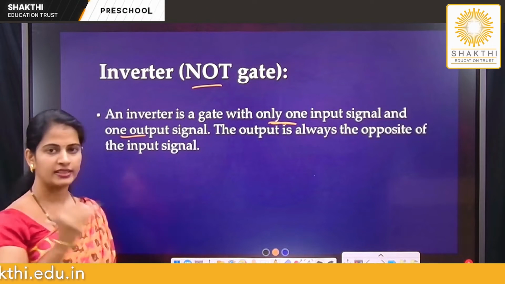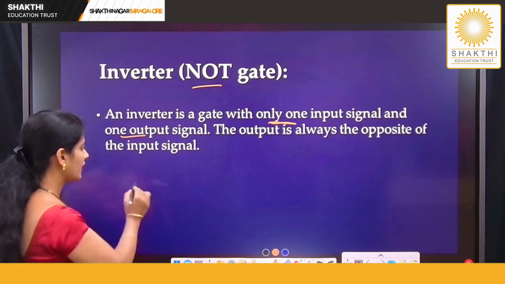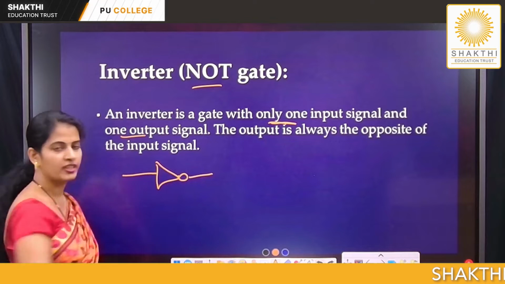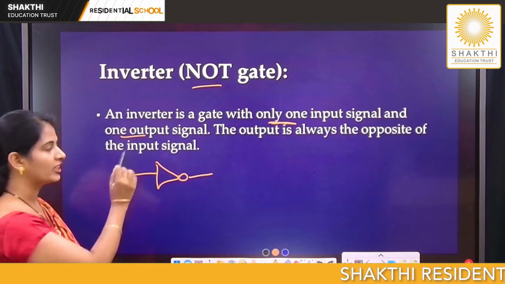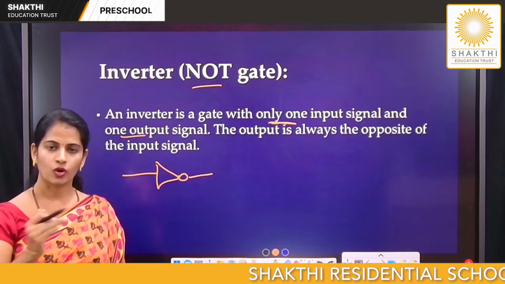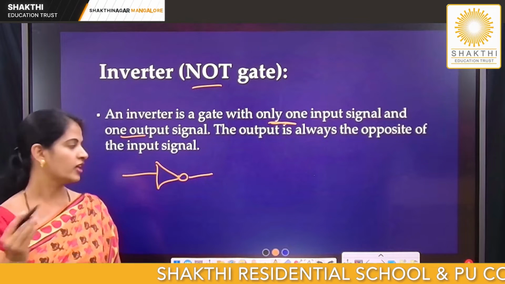Every gate has its own symbol and its own input and output states. So let's see what the symbol for the NOT gate is. This is the symbol used for the NOT gate, which is also called the inverter gate. Why is it called an inverter gate? Because the output is always the opposite of, or a complement of, the input.